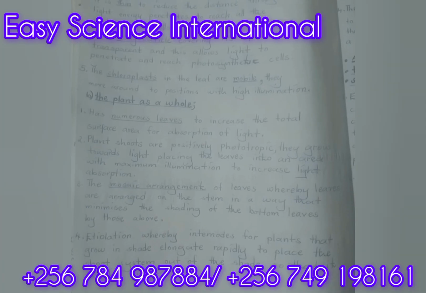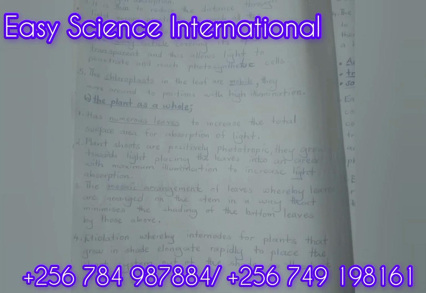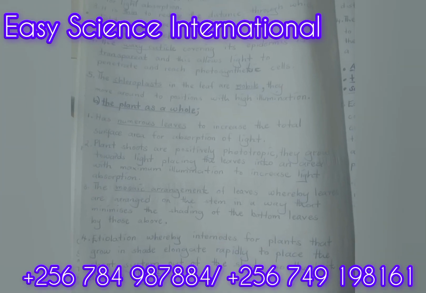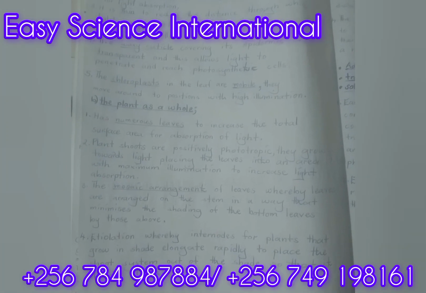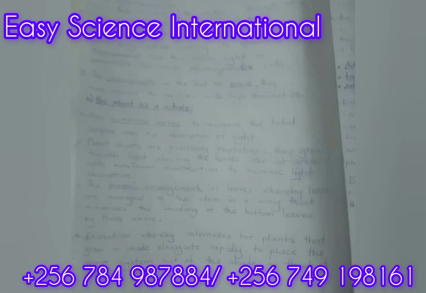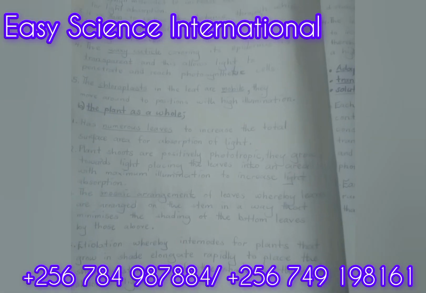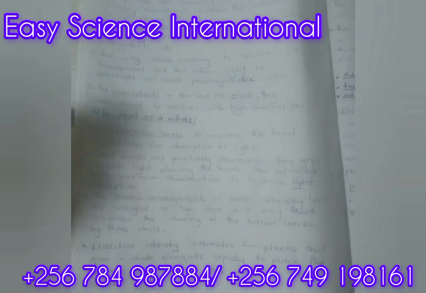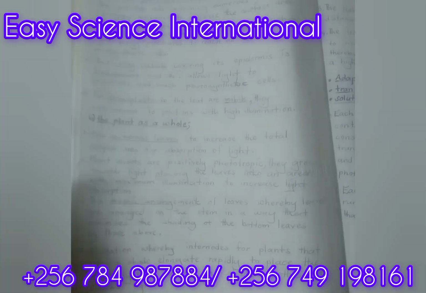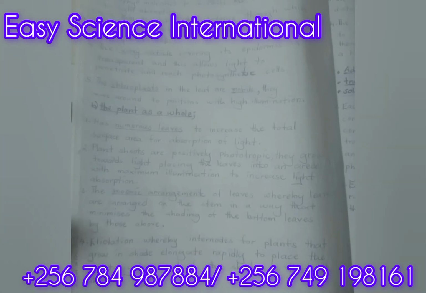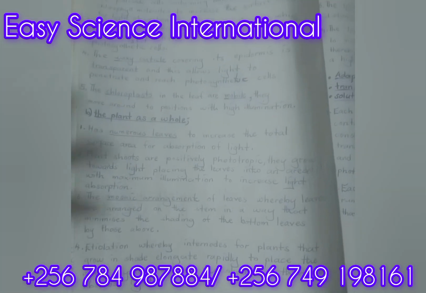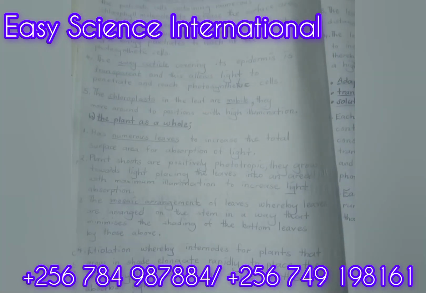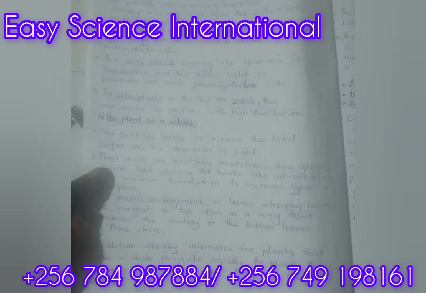Secondly, plant shoots are positively phototropic. That means that they grow towards light, placing the leaves into an area with maximum illumination to increase light absorption. So when you look at the positive phototropic nature of the plant shoots, it means that they grow towards light. Yes, they won't grow into the ground. Growing towards light means that the shoot will place the branches attached to the leaves, such that the leaves are placed in areas with maximum illumination.